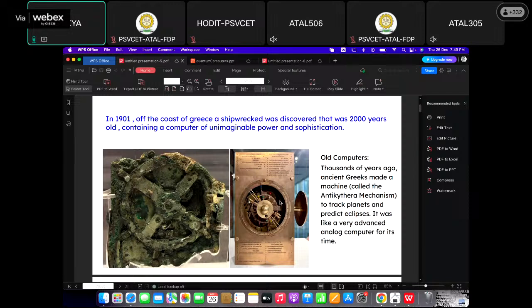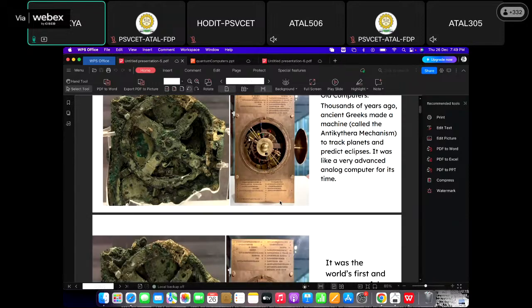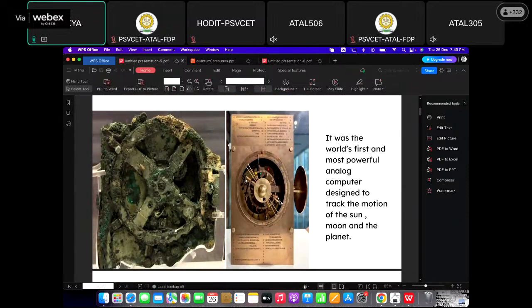So in 1901, off the coast of Greece, a shipwreck was discovered that was 2000 years old, containing a computer of unimaginable power and sophistication. Thousands of years ago, ancient Greeks made machines called the Antikythera mechanism to track the planets and predict eclipses. It was a very advanced analog computer for its time. And you can check it out, this one. It was the world's first and most powerful analog computer, designed to track the motion of the sun, moon, and the planets.